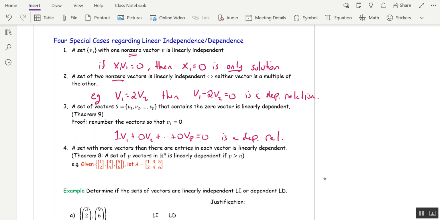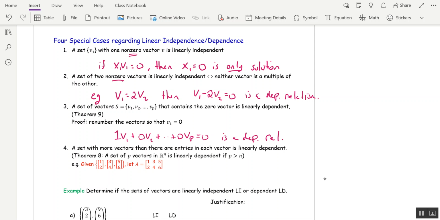For a dependence relation, you only need one of the weights, the xi's, to be non-zero. They can't all be 0, but if one is non-zero, that's good enough. So here I've taken one of them to be non-zero, and it doesn't do any harm because I know v1 is the zero vector, and then I kill off everything else.